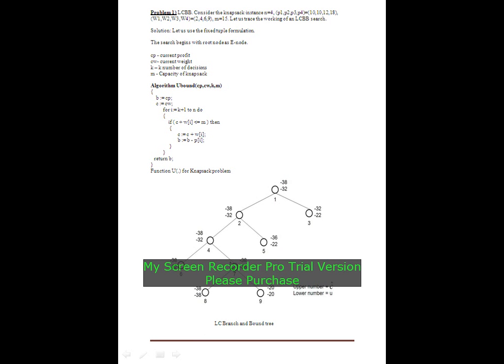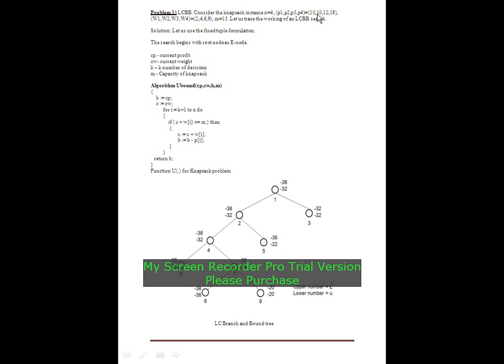And next, this is when I am considering x3. x3 equal to 0, this is x3 equal to 1. So x3 equal to 1 is minus 38, x3 equal to 0 is also minus 38. But here when I am considering x3 equal to 1, if I am adding the fourth node, then the weight increases, so this should be killed. No need to consider. Then you can expand this because I am not including 3.